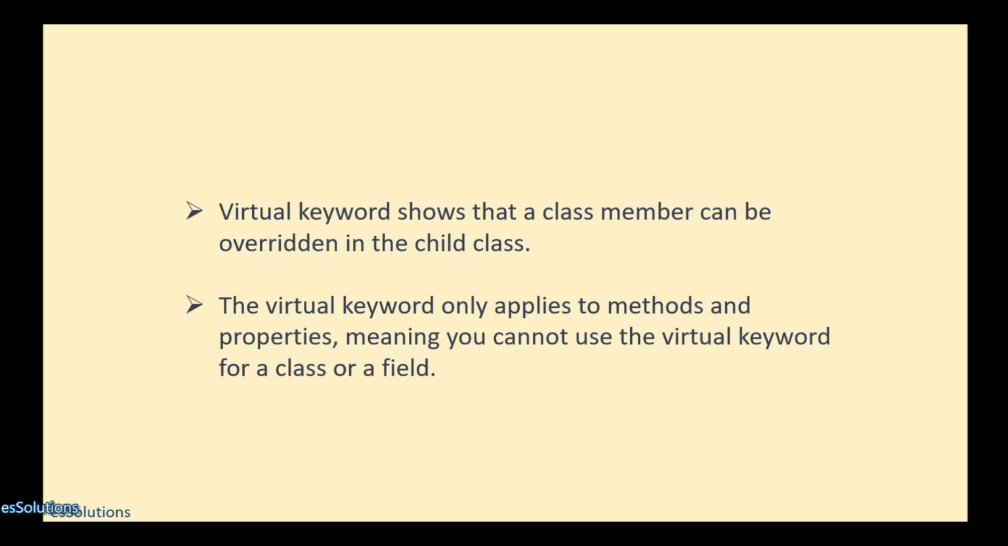So we have talked about inheritance when we talked about the pillars of OOP. Now, when we use the virtual keyword, it means that if a class is inherited and a member is marked virtual, we are telling the class we are inheriting from that it can override it. And we'll look at what that looks like. The virtual keyword applies to methods and properties, meaning that you cannot use the word virtual for a class or field. We'll come back to this, but let's just look at an example of how virtuals are used.